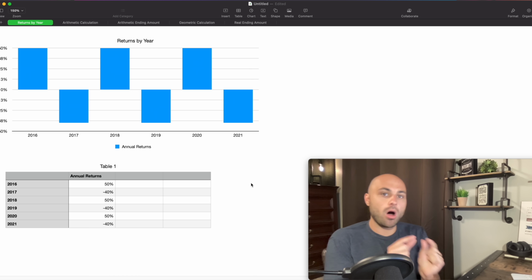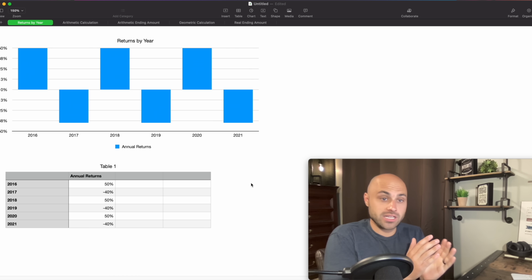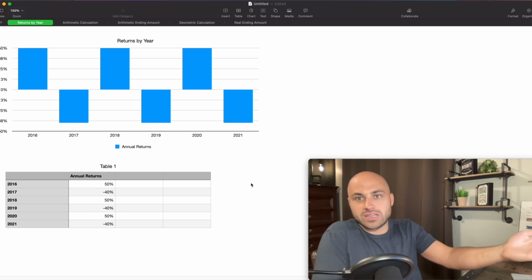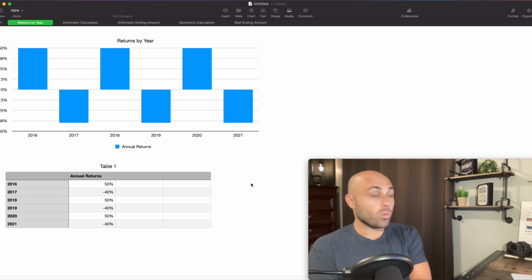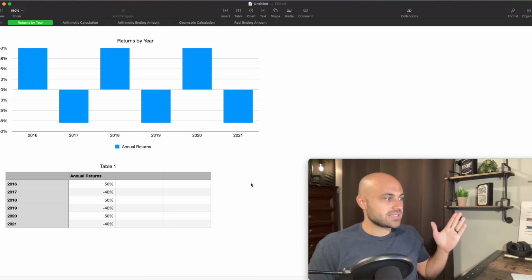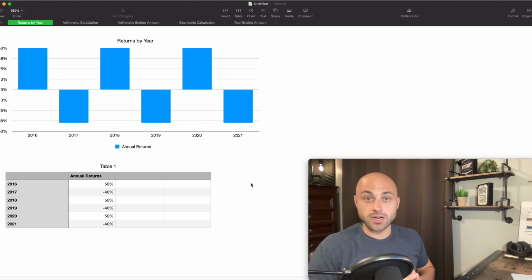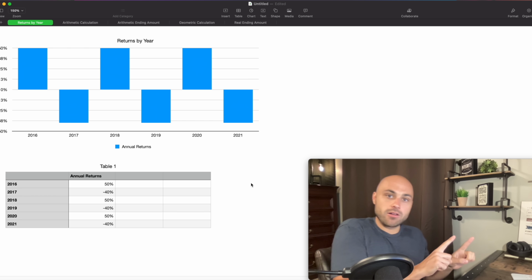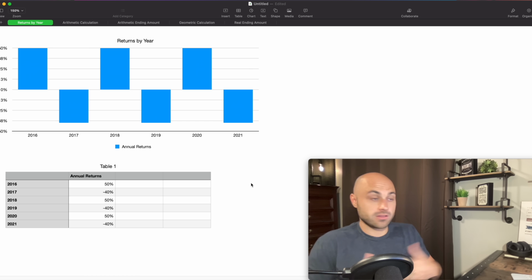And so even small amounts of volatility can make a huge difference in the end result, because we're only looking at 6 periods here, which means also that if there is no volatility, if it's, let's say, 3% every single year are your returns, there won't be any difference between the arithmetic mean and the geometric mean, because they're going to be the exact same.